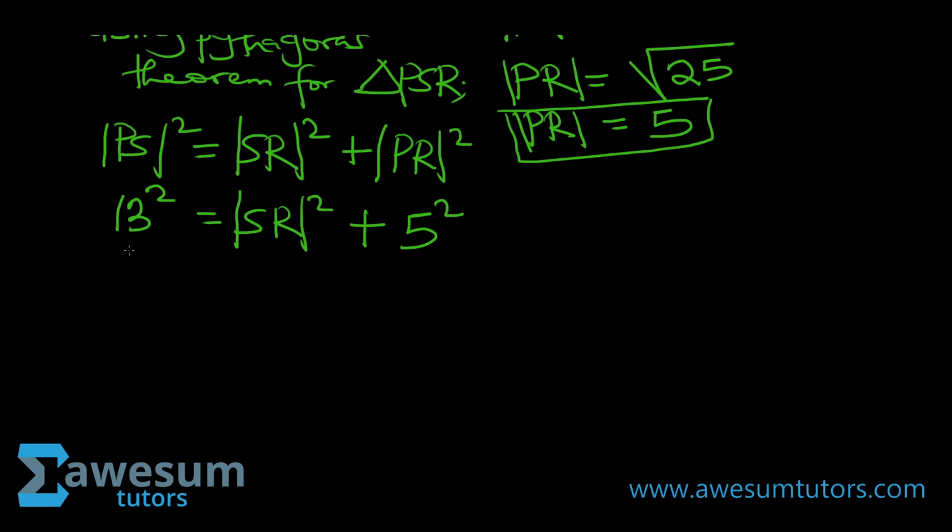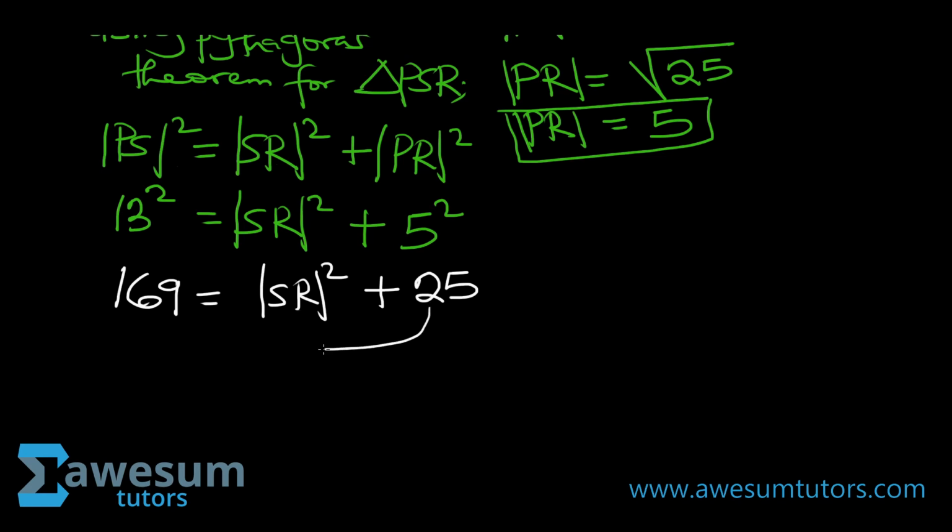Okay. Very good, guys. 13 squared means 13 times 13. That is 169, equals SR squared plus 5 squared, which means 25. That's 5 times 5 is 25. Okay, so now what do we need? We are trying to look for SR. So let us collect like terms. Plus 25 goes to the other side and becomes negative 25, right? So I have 169 minus 25 equals SR squared.